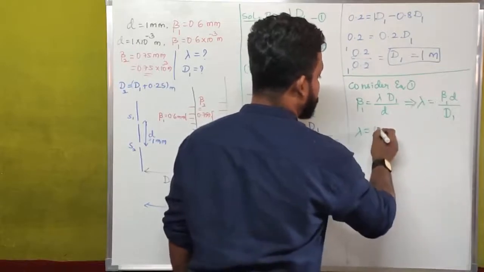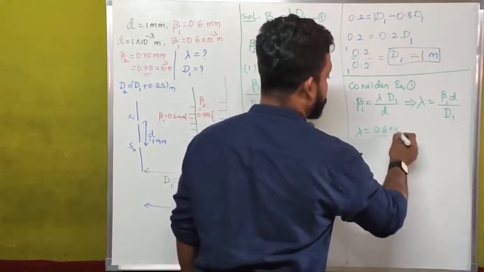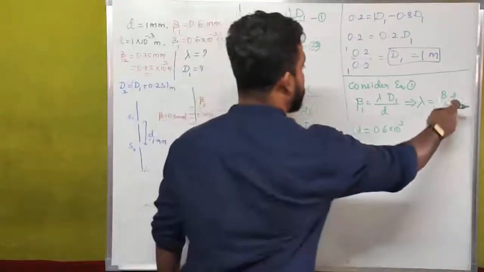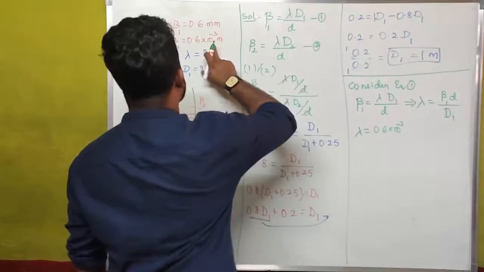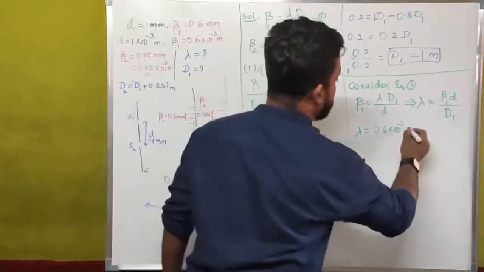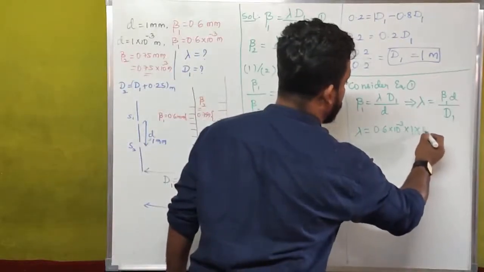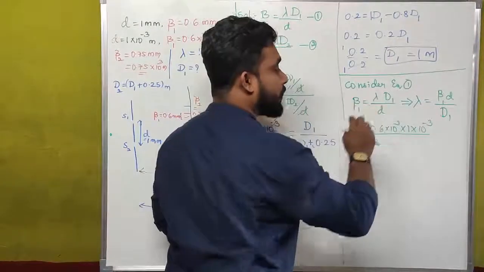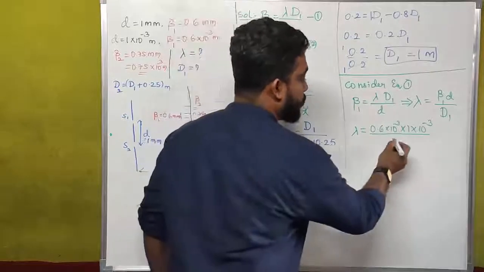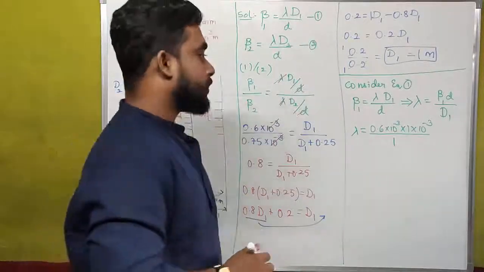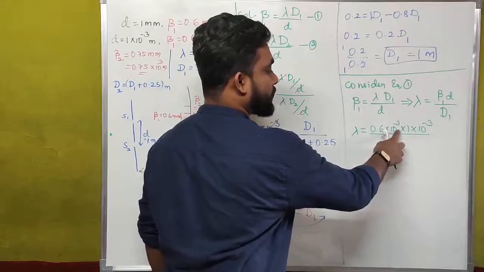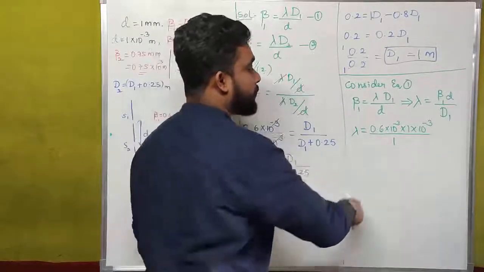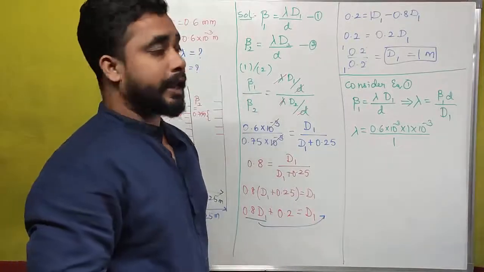Beta 1 is 0.6 millimeter, that is 0.6 into 10 to the power of minus 3 meter. Here we have distance d, that is how much? Distance is equal to 1 millimeter, that is 1 into 10 to the power of minus 3 meter. And here directly we have the value of D as 1 meter.